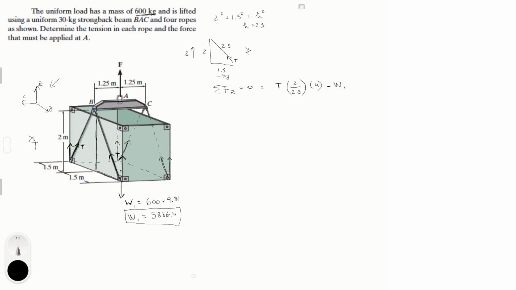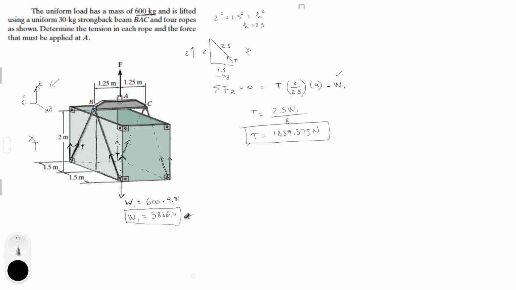And we know the weight. We have that this is 5886. We found it right here. So if we solve for the tension, we get that the tension is equal to 2.5 times the weight over 8. We plug in the weight and we get that the tension is equal to 1839.375 newtons. And that is one of the answers: what is the tension of each of the ropes?